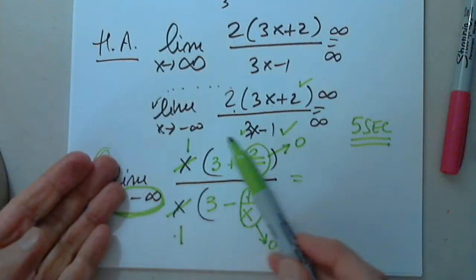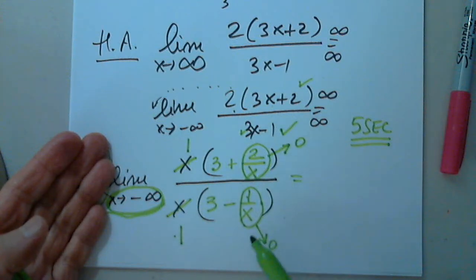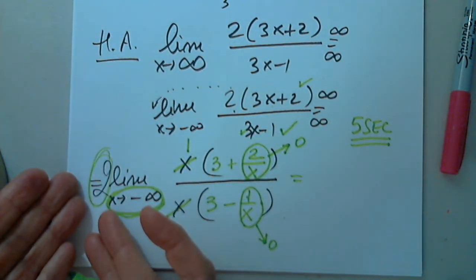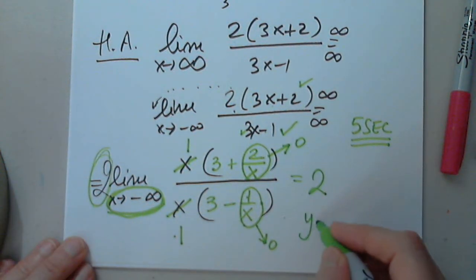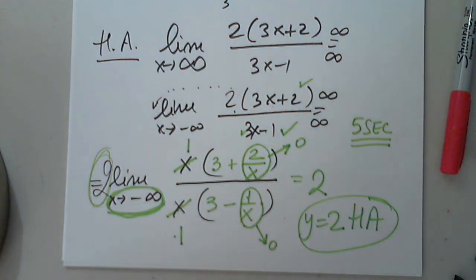So first, what is this limit equal to? Forget about the 2 for a moment. What is this limit equal to? 1. Exactly. Times? 2. That's 2. So therefore, y equals 2 is the horizontal asymptote.